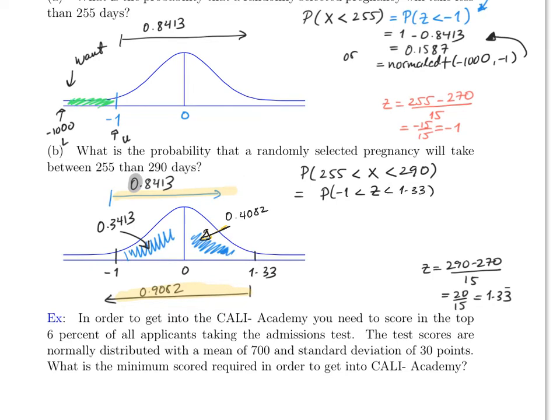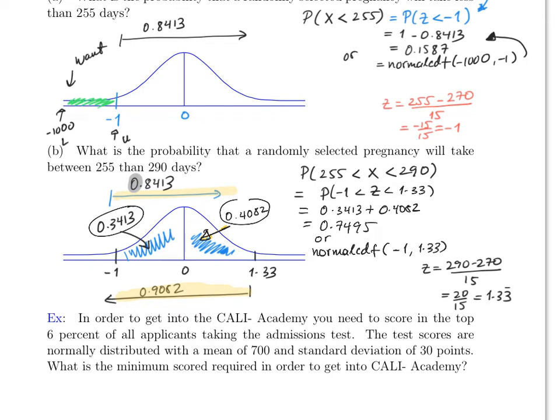Okay. So therefore, the answer is going to be this value plus this one. So 0.3413 plus 0.4082, which equals 0.7495. Or you can use normal CDF. The lower bound is -1, the upper bound is 1.33, and this will give you exactly 0.7495, and that's it.